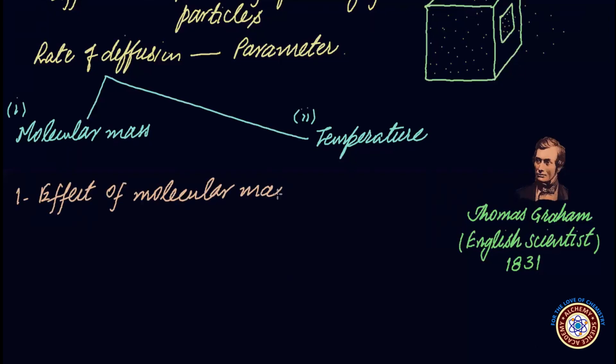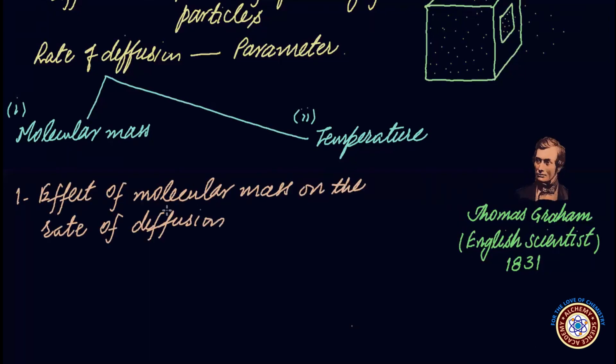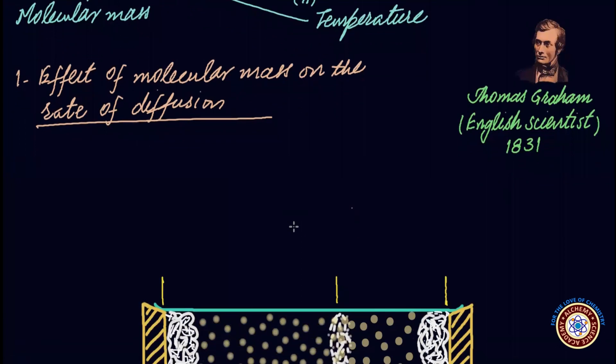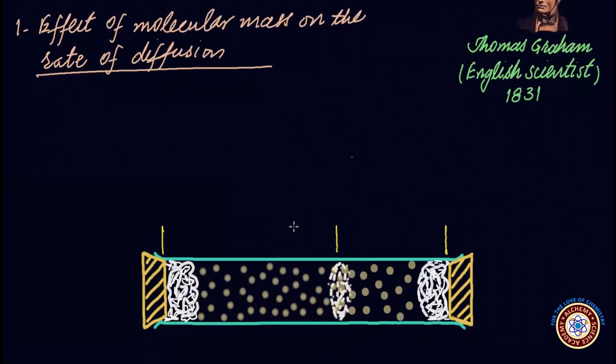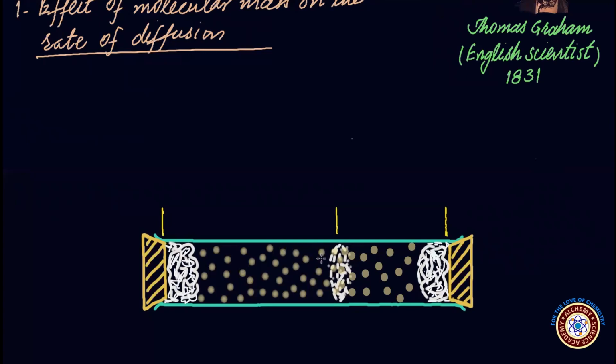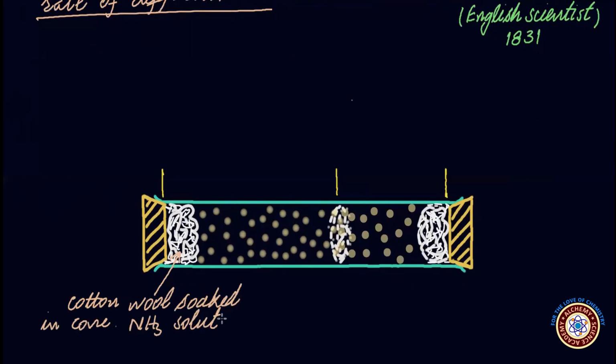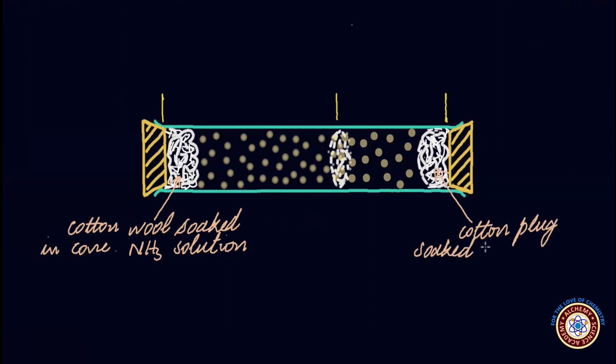Effect of molecular mass on the rate of diffusion. To understand how the rate of diffusion of gases is affected by their molecular masses, let us perform this experiment. Take a glass tube with uniform diameter and place a cotton plug soaked in concentrated ammonia solution. So this is the cotton plug or cotton wool which has been soaked in concentrated ammonia solution. This is the cotton plug which has been soaked in concentrated hydrochloric acid solution.